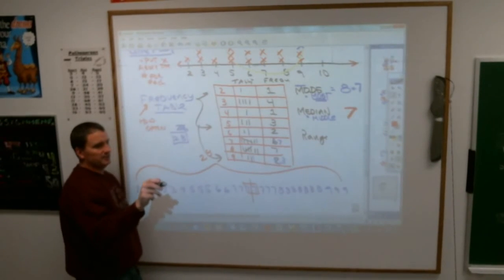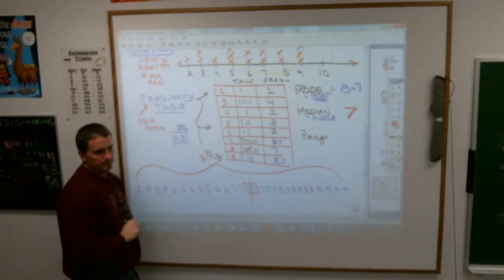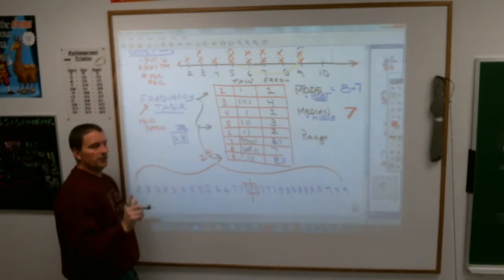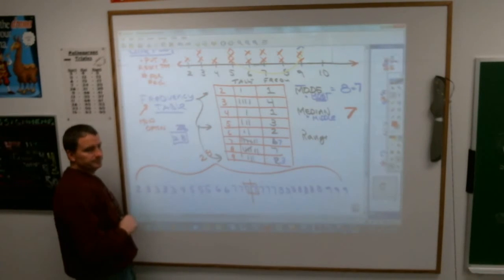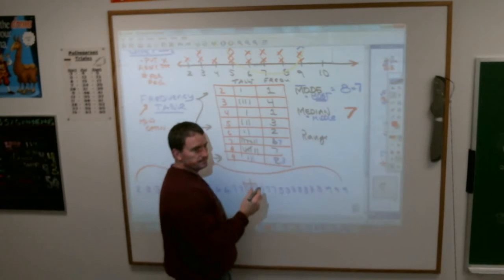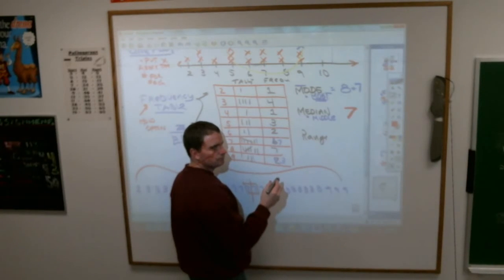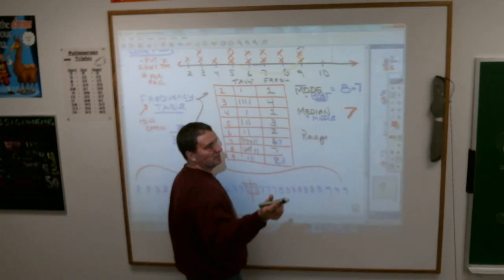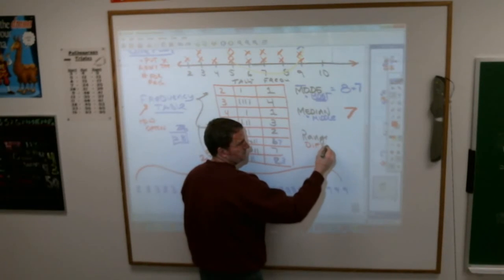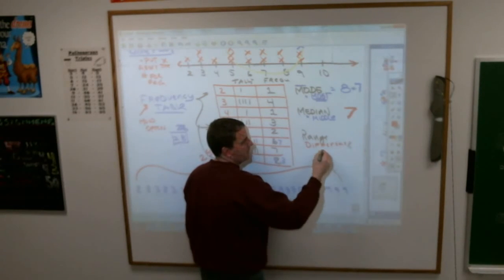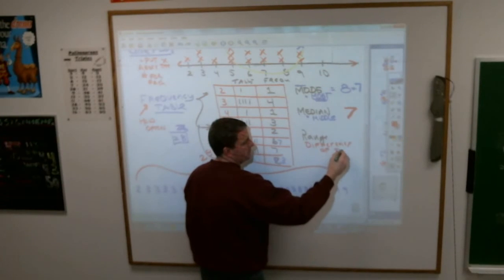Jenna, what is the range then? Any idea? No, but you're close. It has something to do with the lowest number. No, it's not the highest number, but it has got something to do with the highest number. Lance? Nope. It is the difference of the big and small.